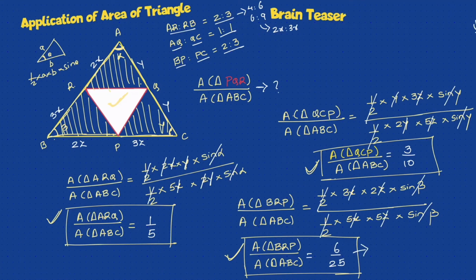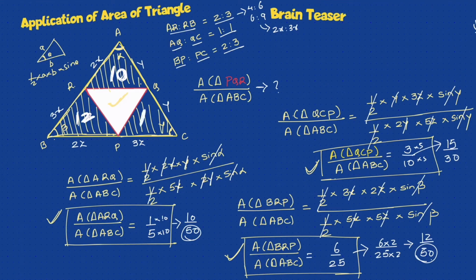Okay, so I will compare the area of ABC. Let's take a common denominator. That could be the LCM of 5, 10 and 25, which is 50. To make this 50, multiply numerator and denominator by 2, so it becomes 12 by 50, which means BRP is 12, so I'll have ABC as 50. To get 50 in the first part, multiply numerator and denominator by 10 such that I get 10 by 50, which means BRP is 12, ARQ is 10, considering ABC is 50.